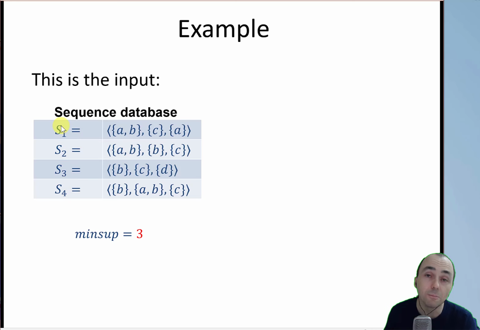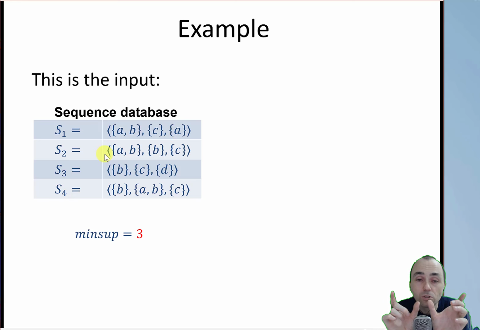The first one, for example, let's say it is about shopping. The first sequence says some person buys A and B, like apple and bread, then buys cake, and then apple. Another sequence is maybe another customer in the store who bought apple and bread, then bread, then cake. Another customer, three, buys bread, then cake and dates, and so on. Now the user sets a parameter, the minimum support, to three, and we want to find the patterns, the subsequences in this database, that appear at least three times. So this is the goal.